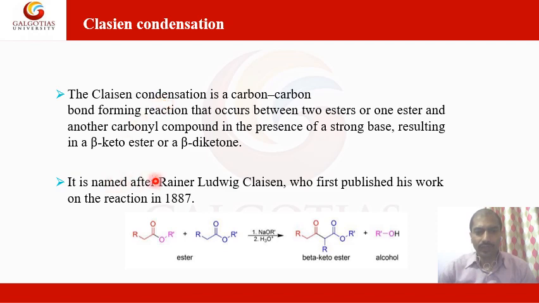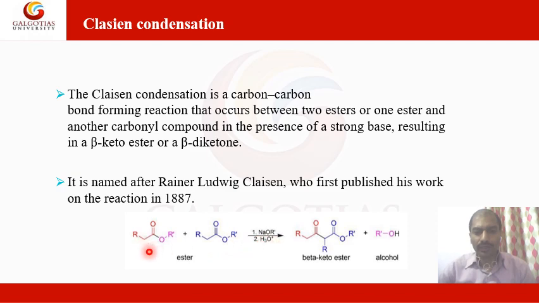It is named after Rainer Ludwig Claisen, or you can say R.L. Claisen, who first published his work on this reaction in 1887. So this reaction was given by him during that period. Now you can see there are a number of reactions which go through the same mechanism.